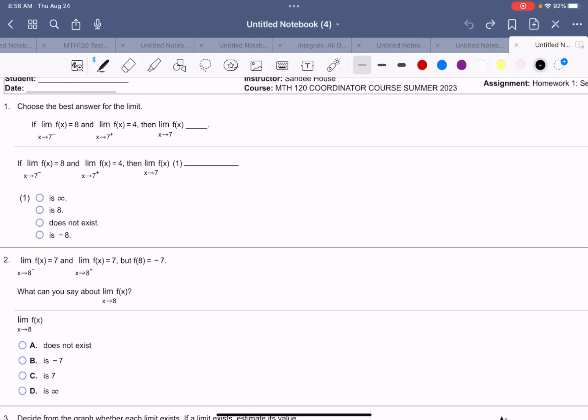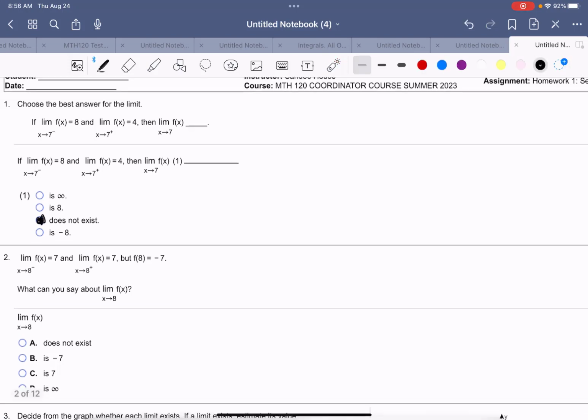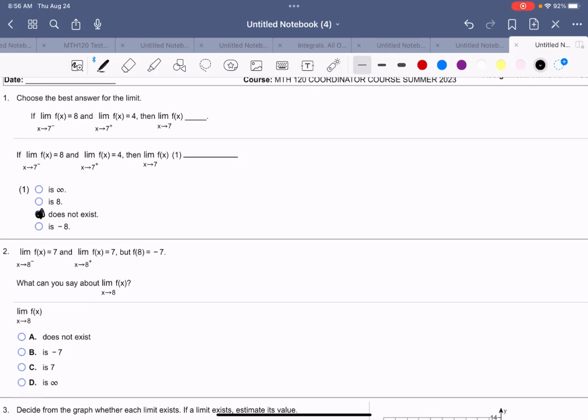Example number one, choose the best answer for the limit. If the limit of f of x as x approaches 7 from the left is 8, and the limit as x approaches 7 from the right equals 4, then the limit as x approaches 7 of f of x does not exist. The reason for that is the limit from the left and the limit from the right must be the same if you're approaching the same value from the left and the right.